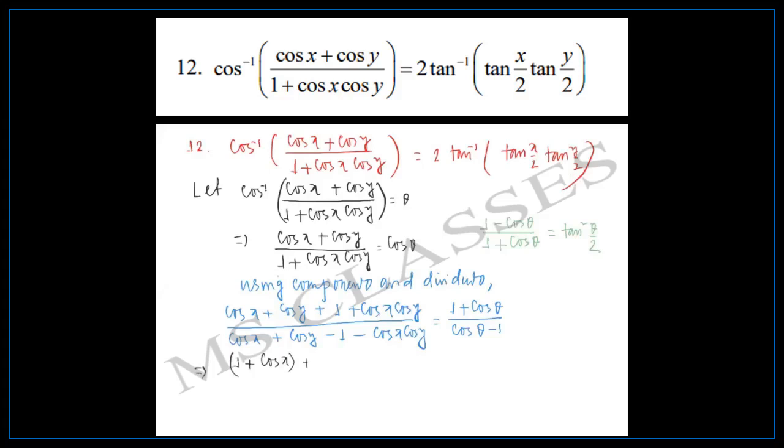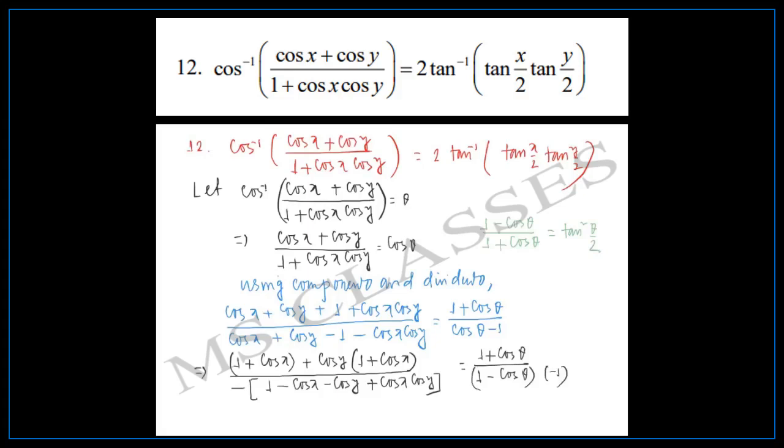1 plus cos x plus cos y into 1 plus cos x. Now here we take a minus common, plus cos x cos y equal to 1 plus cos theta by 1 minus cos theta. So here also I have taken a minus common. Now this minus will get cancelled out. And now on simplified terms, what do we get?